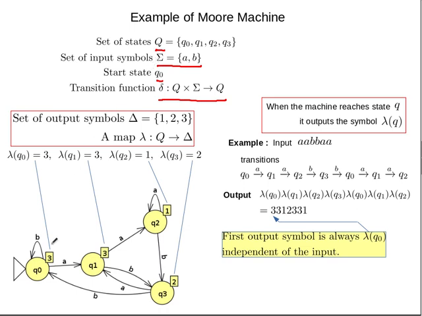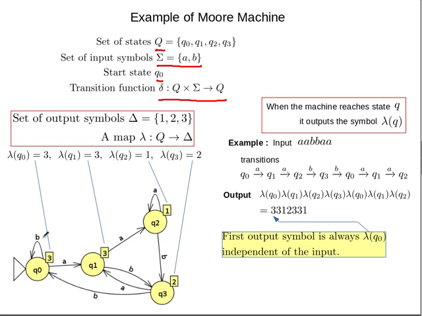Now it also has these boxes. This means whenever the machine reaches this state, it will output this 3. Whenever it reaches this Q2, it will output this 1. So the output can be either 1, 2, or 3. So this 1, 2, 3 constitute the set of output symbols. This is called the output alphabet delta. So here we are talking about two alphabets, input alphabet sigma and output alphabet delta.